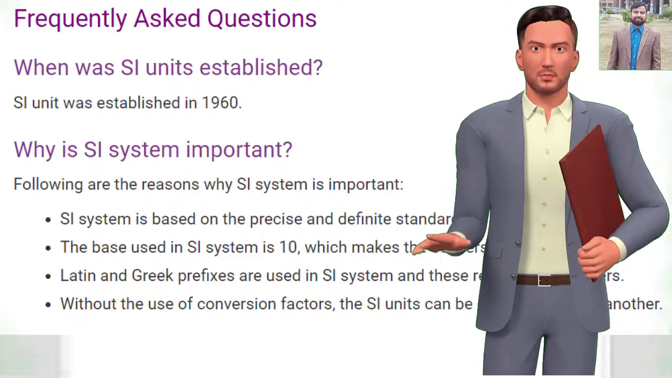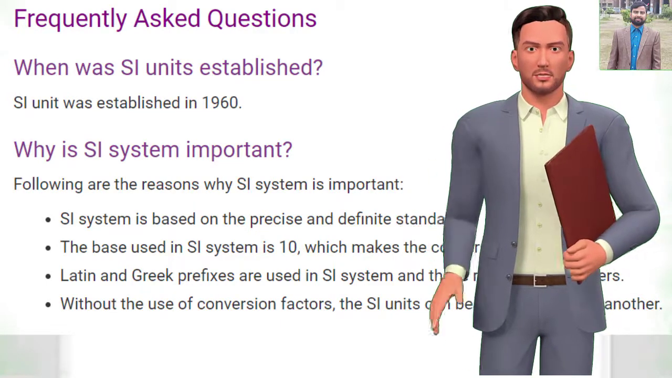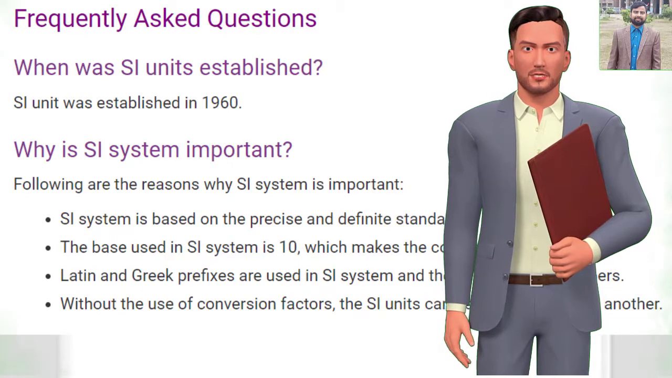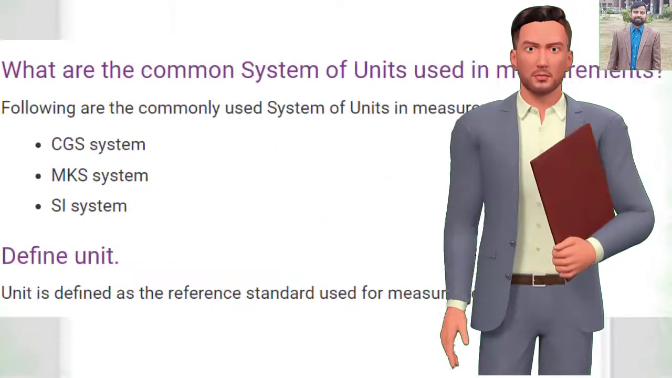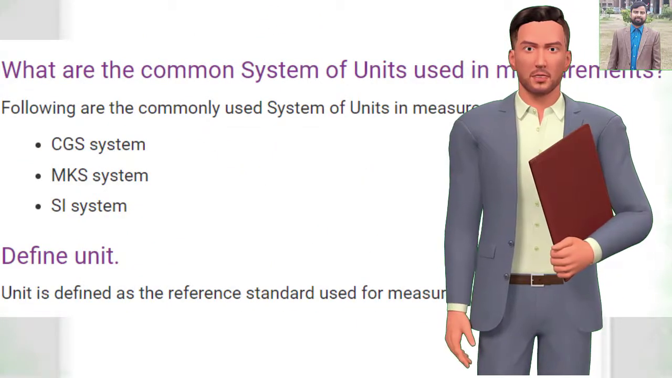What are the common system of units used in measurements? Following are the commonly used system of units in measurements: CGS system, MKS system, SI system. Define unit. Unit is defined as the reference standard used for measurements.